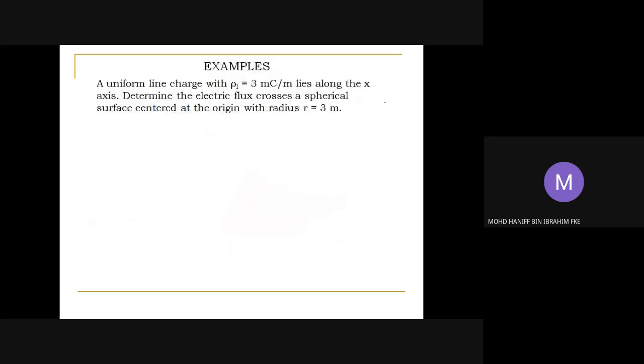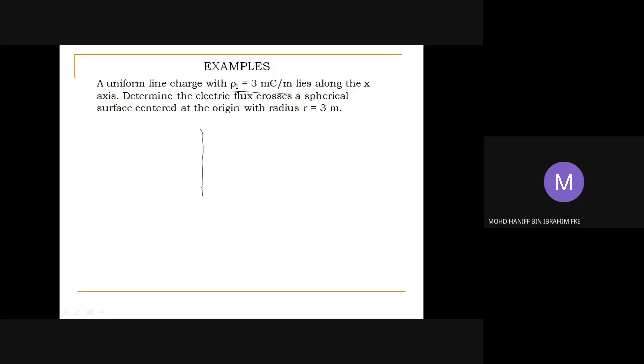Okay, let's have a look at this example to test your understanding of the concept of flux, before we can proceed further with the Gauss Law derivation. We are given here a case of uniform line charge with a rho L of 3 millicoulomb per meter, that is the density of line charge distribution, which is located along the x-axis.